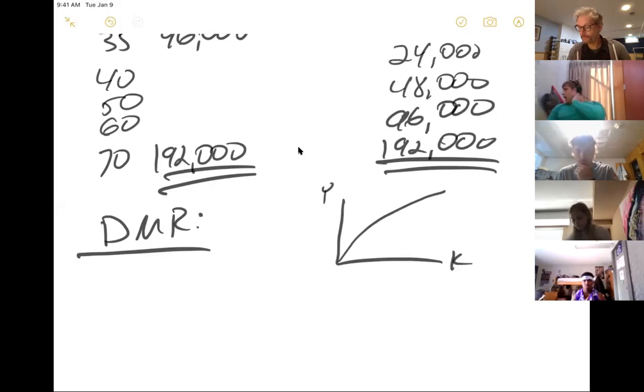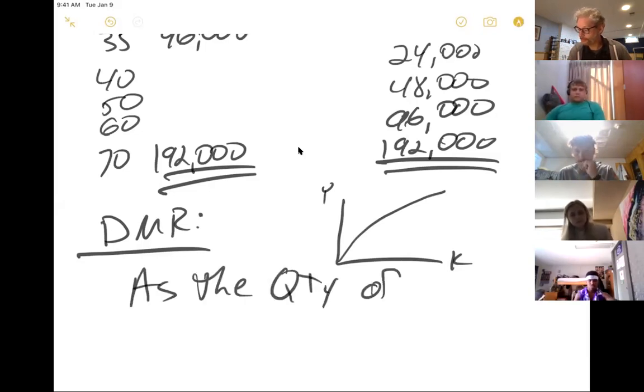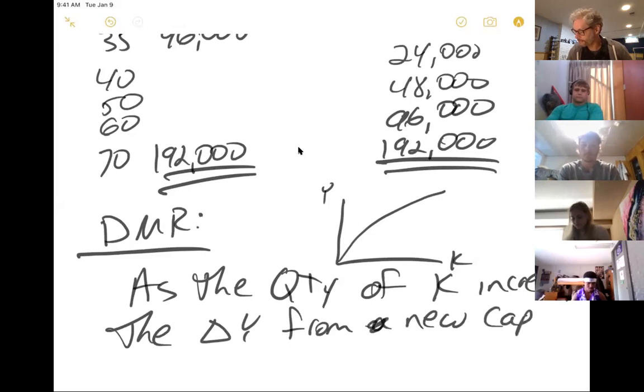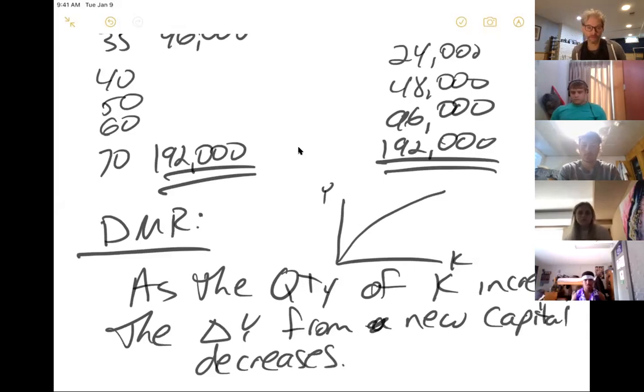So the definition of diminishing marginal returns is that as the quantity of capital increases, the change in output from a new unit of capital, from new capital, decreases. Okay, so as the quantity of capital increases, the change in GDP or the change in output from new capital decreases. The key here is that it's not output that's changing, it's the change in output that's changing, if that makes sense. So it's not the level of output that's falling, it's the change in output that is falling.